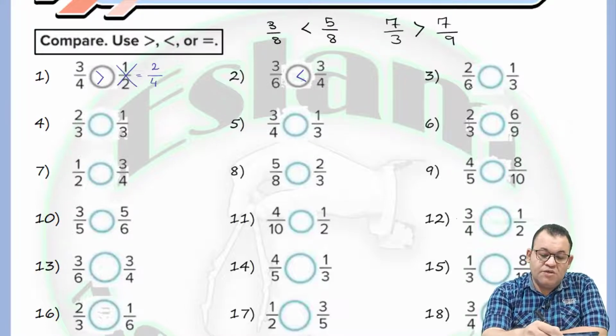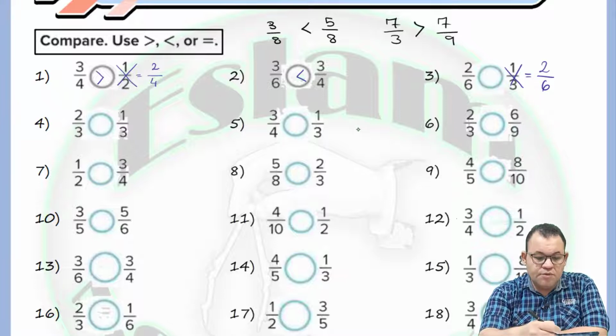Now we have 2 over 6 and 1 over 3. We can write 3 as 6 by multiplying by 2. So I will rewrite it: 1 times 2 equals 2, and 3 times 2 equals 6, which gives the equivalent fraction. So we have 2 over 6 and 2 over 6. Both of them are equal.